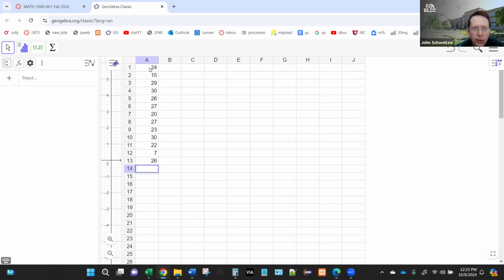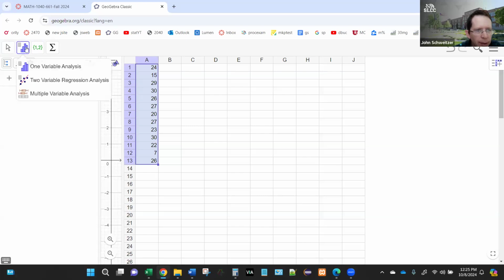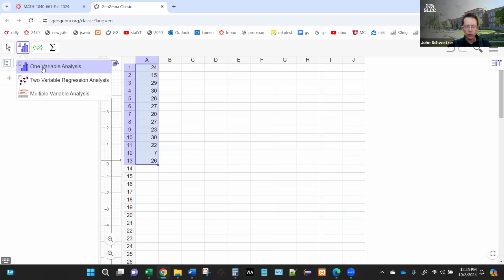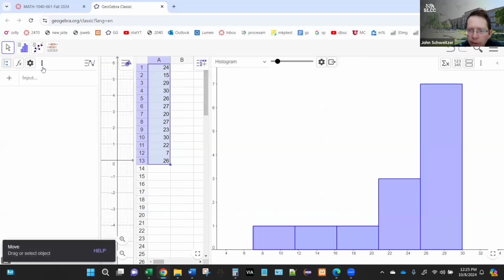So just like before, we need to highlight the data. Once we've done that, we'll hit the histogram here. This is one variable analysis because, in a given hour, you can only produce so many parts, right? You can produce 20 items, but you can't produce 20 and 26, right? So we're going to hit one variable analysis, and there we go. There's our histogram. Sure enough, it's left skewed.